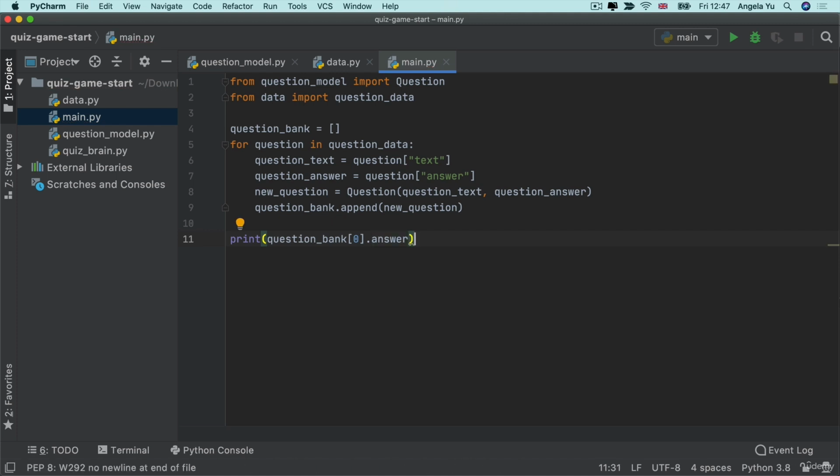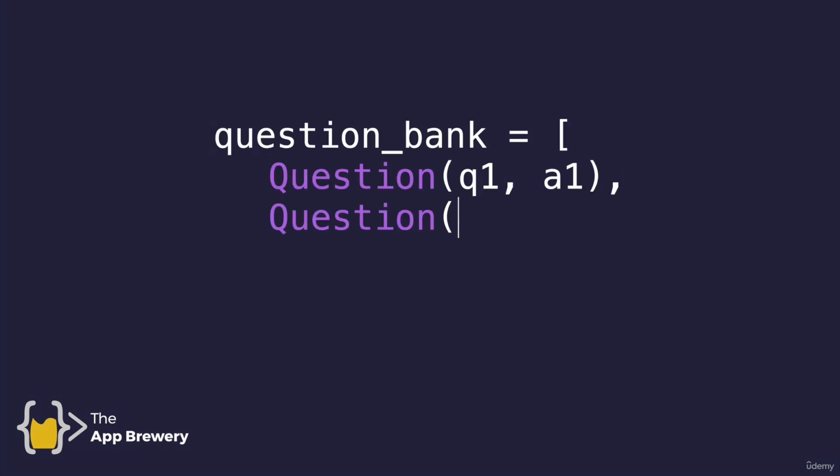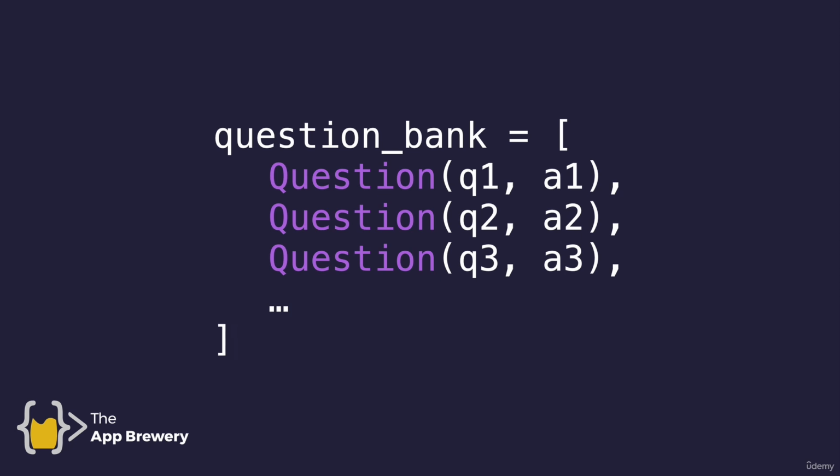Now that we've created our question bank of question objects, the next step is to actually get our quiz up and running. In the last lesson, we created our question class. In this lesson, we're going to be creating a question bank of question objects. Notice how we can create a question object by using the name of the class and then giving it some inputs for the question and the answer. If we create a whole bunch of those and then put them into a list like this, then we can create a question bank of questions to use in our quiz.